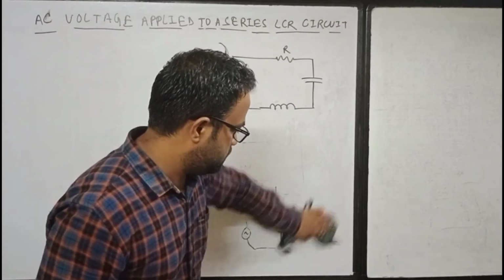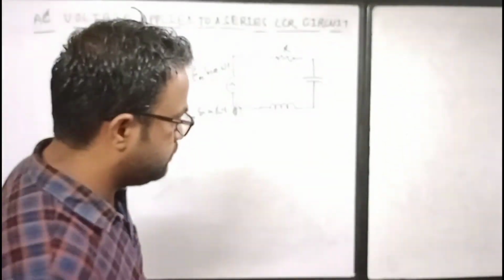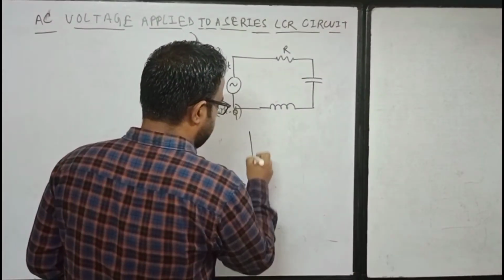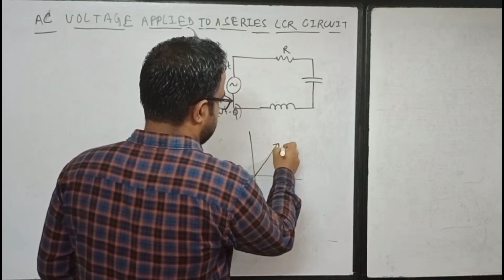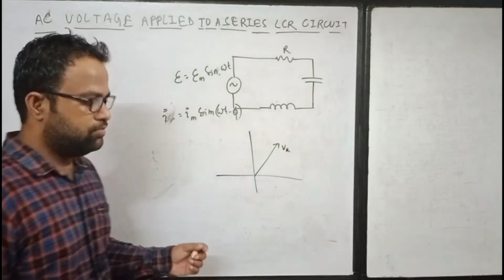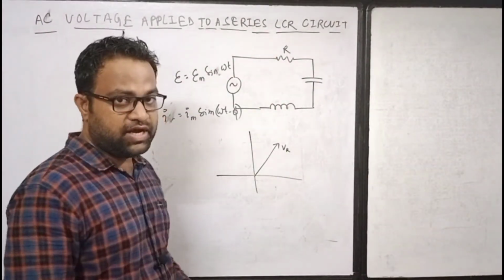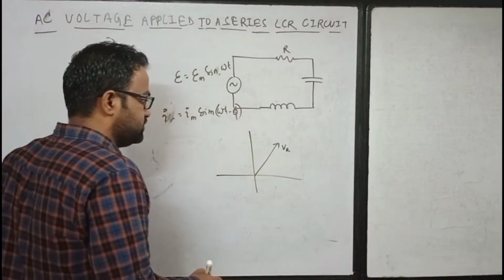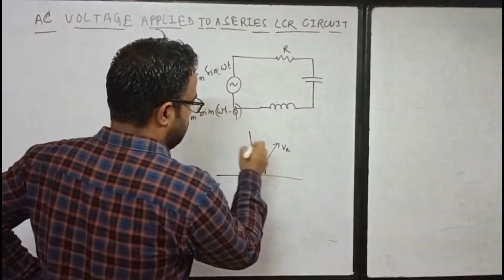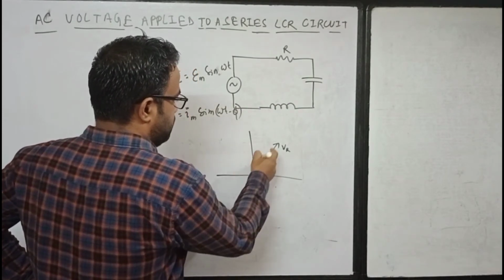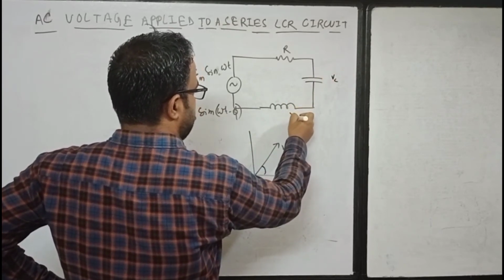So here, for the LCR circuit, we can draw the phasor diagram. Let's say this is your VR. For a resistor-only circuit, the voltage and the current are in the same direction, so we draw it like that. So this is your VR, and here it will be VC, here it will be VL.